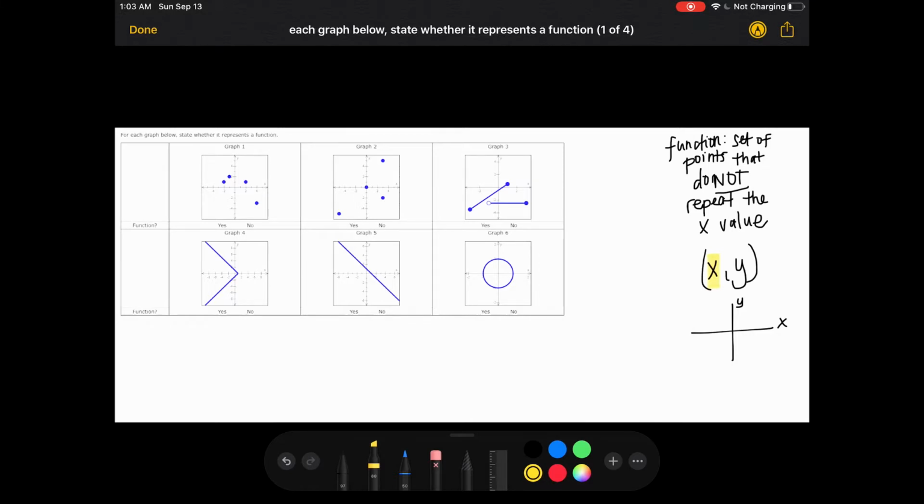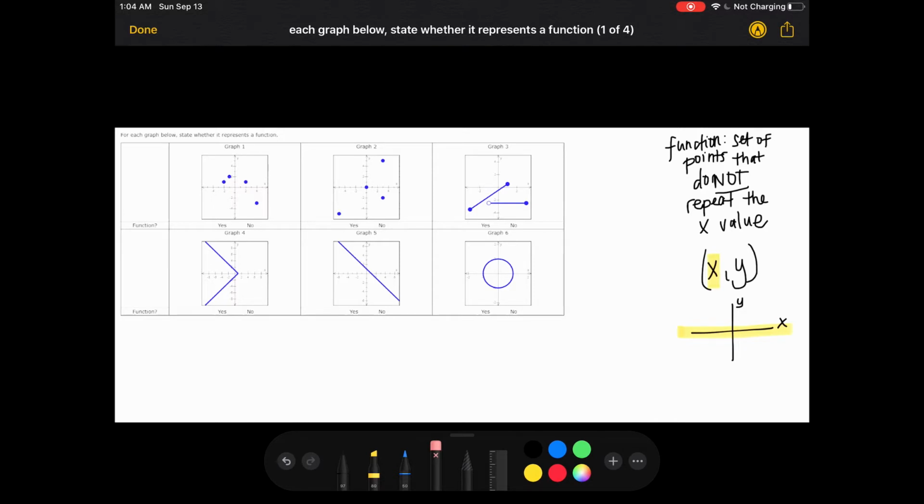For the video we're doing right here, when it's graphed out, you can see that anything on that line cannot repeat. So the way we do that is with something called the vertical line test. The vertical line test says: if I have a vertical line, a line that goes up and down, does it repeat? Does it hit any of those blue dots or lines or points twice? If it hits it twice, it is not a function.